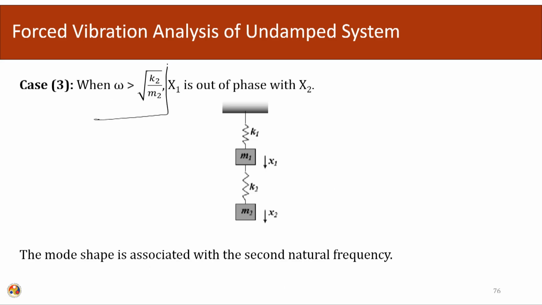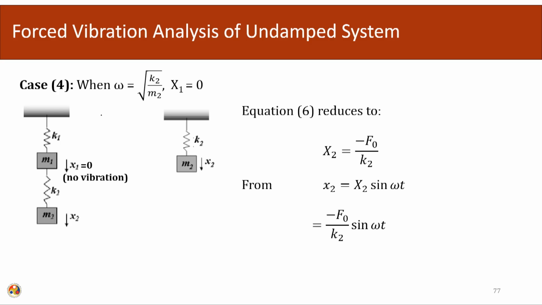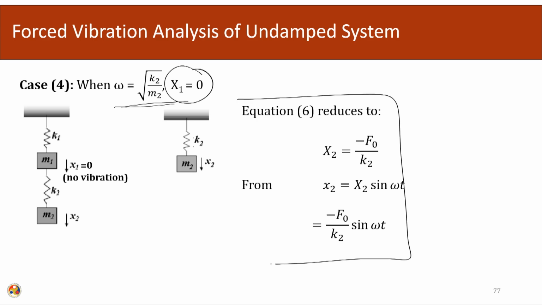When omega is greater than root over K2/M2, x1 becomes out of phase with x2. Then the mode shape is associated with the second natural frequency. When omega equals root over K2/M2, then x1 equals 0, and equation 6 reduces to this part. So, we can put in these numbers and check different cases.